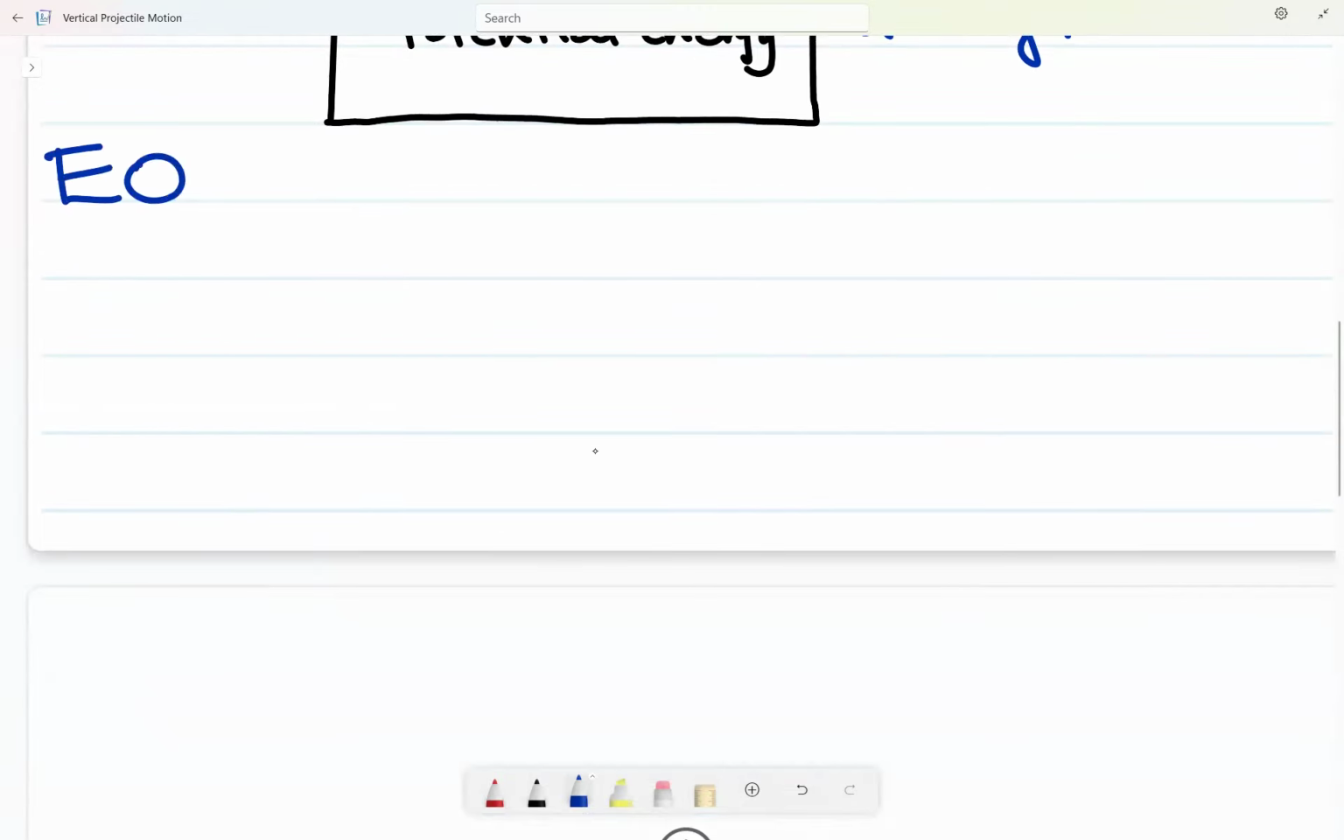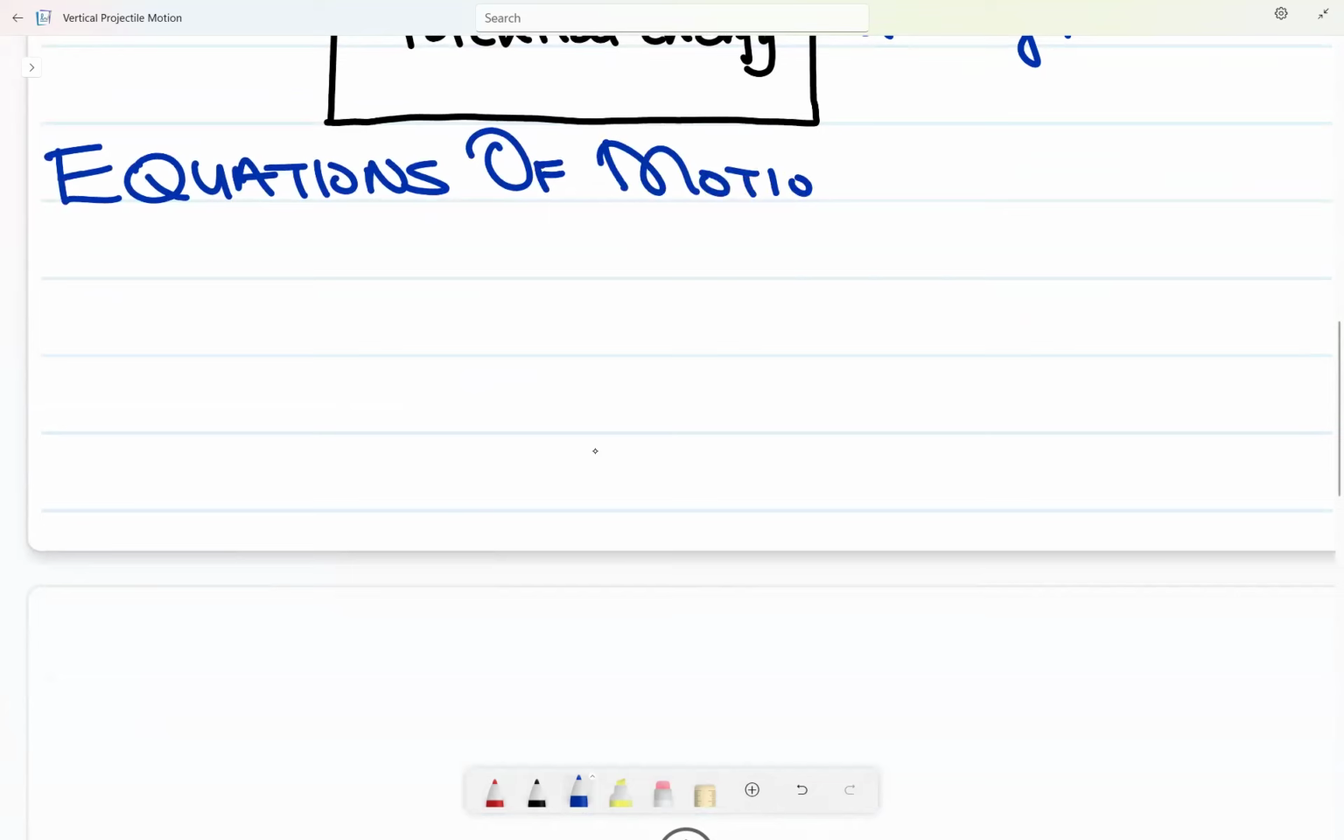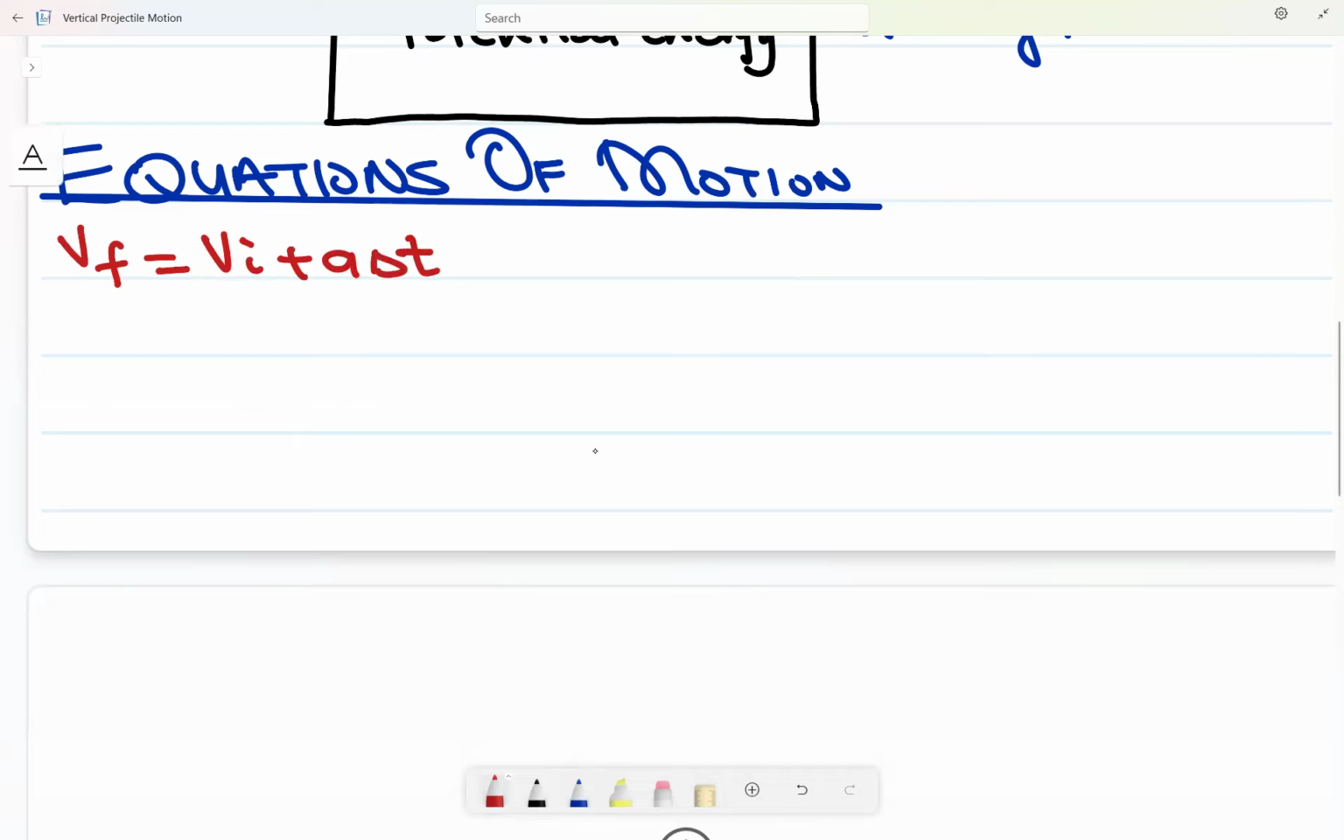Now let's consider equations of motion. The first one that we'll be looking at is just the basic formula. Let's say V final is equal to V initial plus acceleration times change in time. Second one, we have Vf squared equal to Vi squared plus 2a change in y.